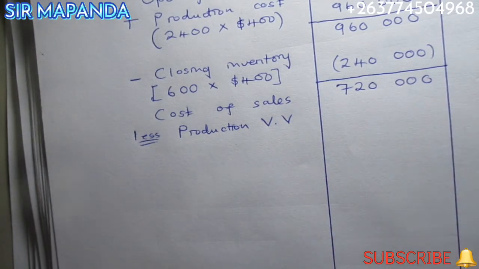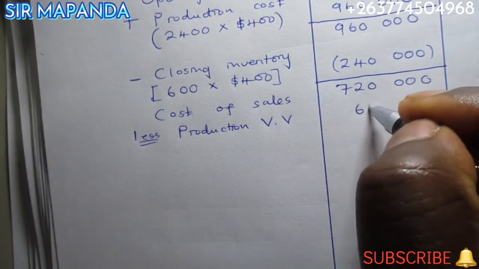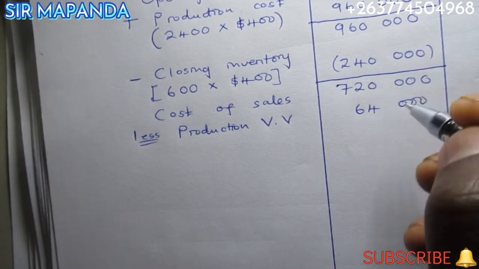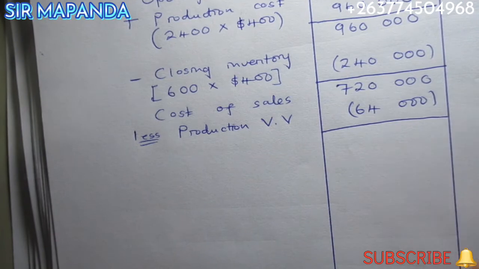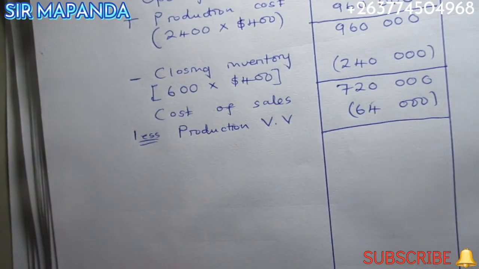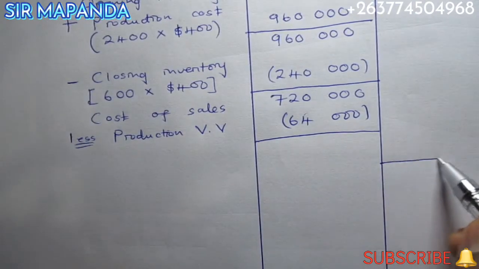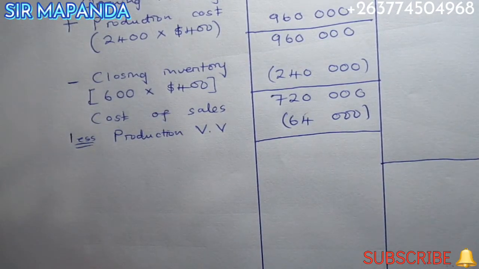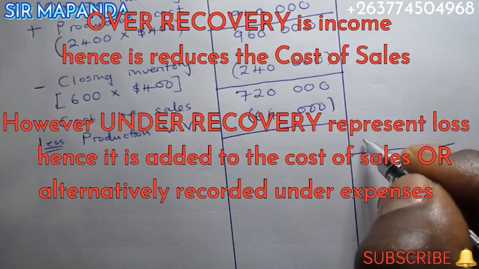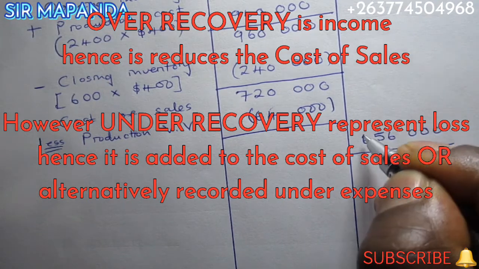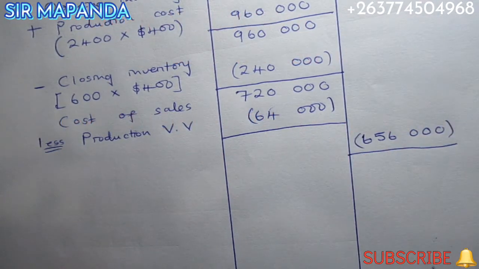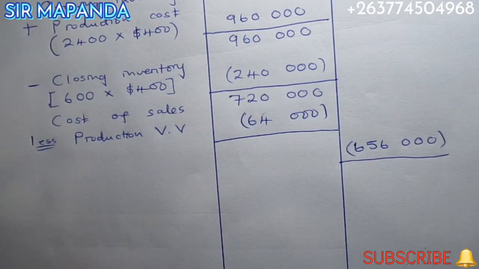Right, and the over recovery here is 64,000. Since over recovery is income, it means the costs of 720,000 are going to be reduced by the benefit of 64,000. I hope you are following. So 720 minus 64, what do you get? 656,000. Then you put this figure in the second column. I hope you are following, class.